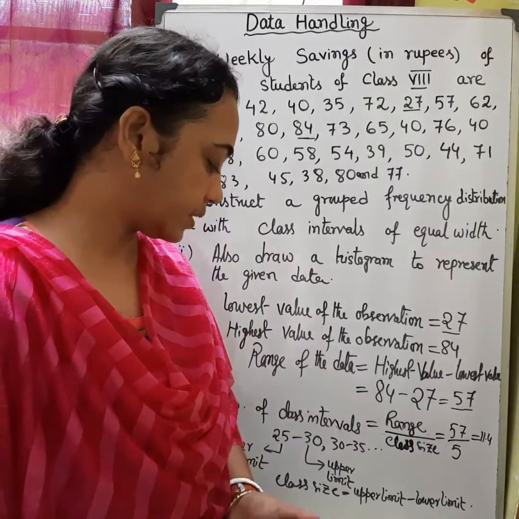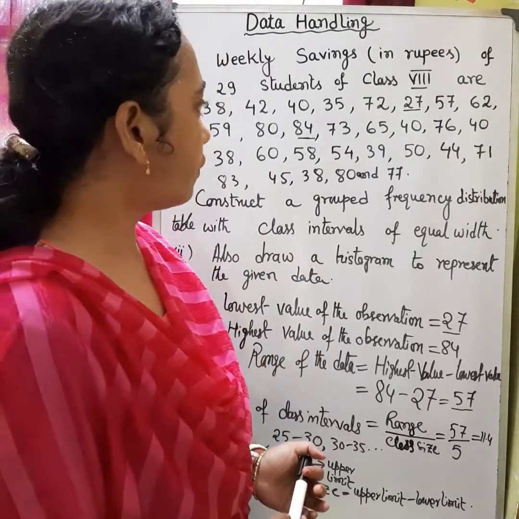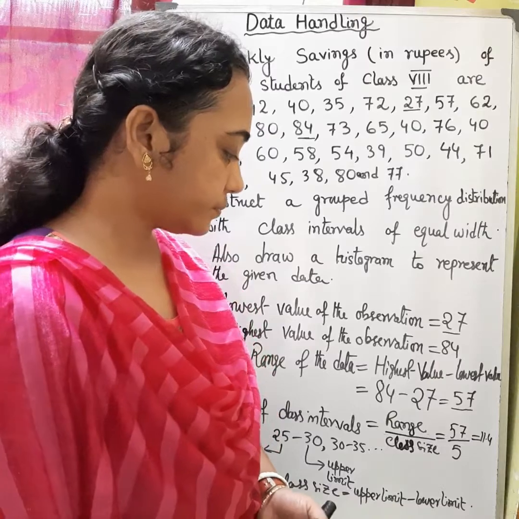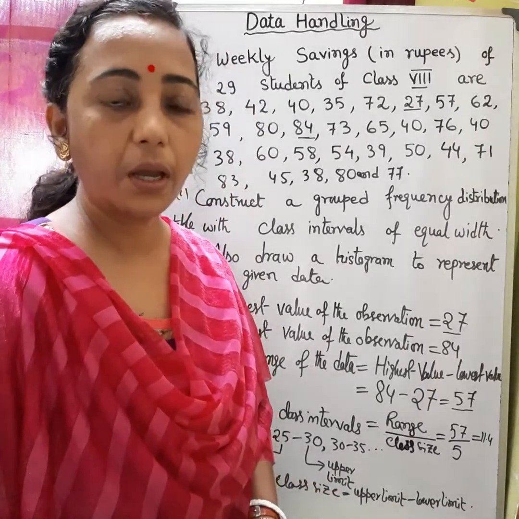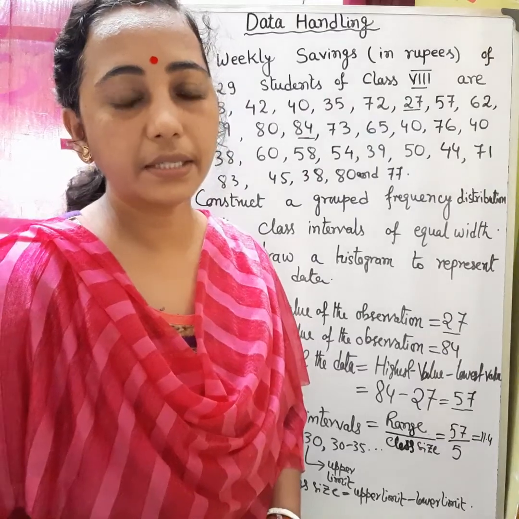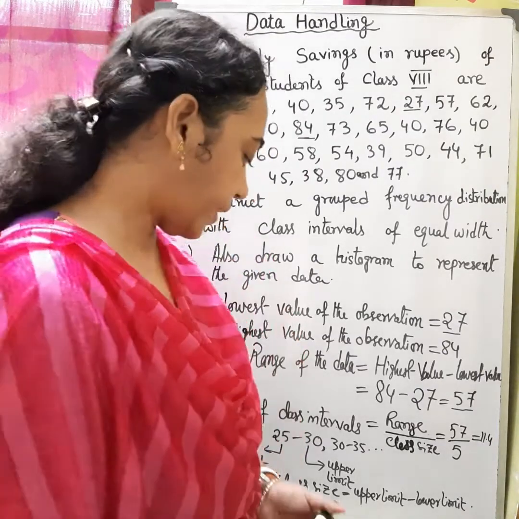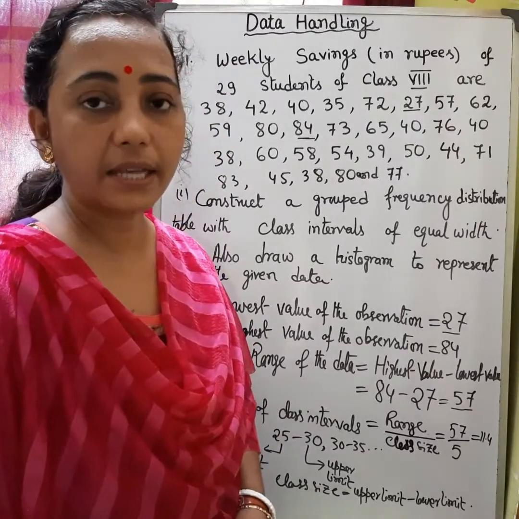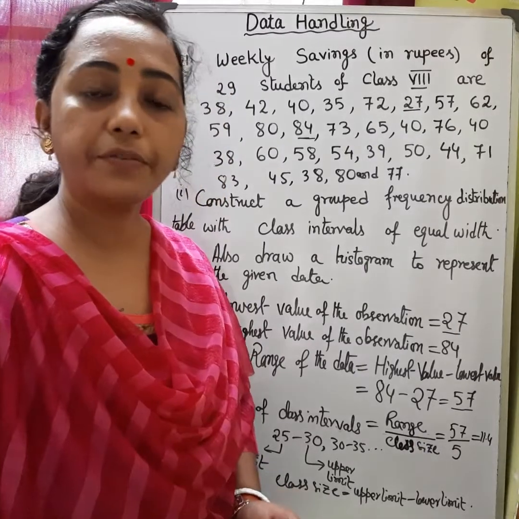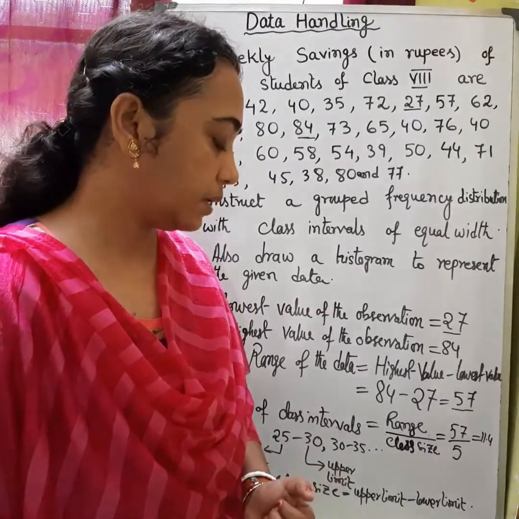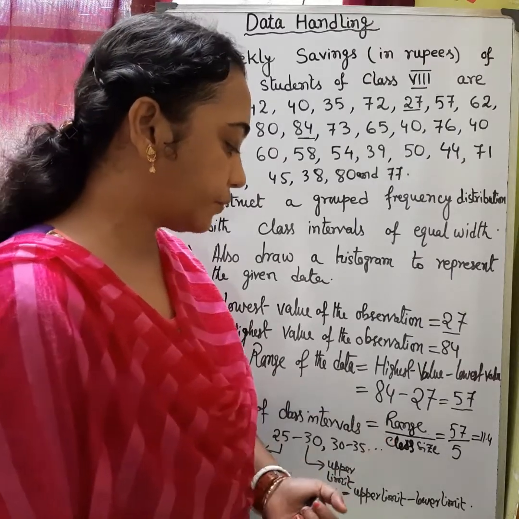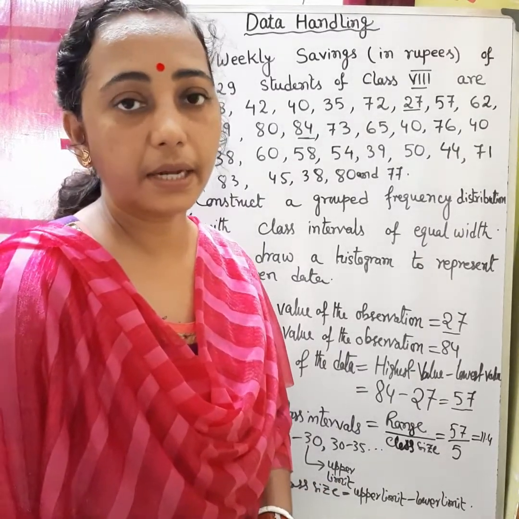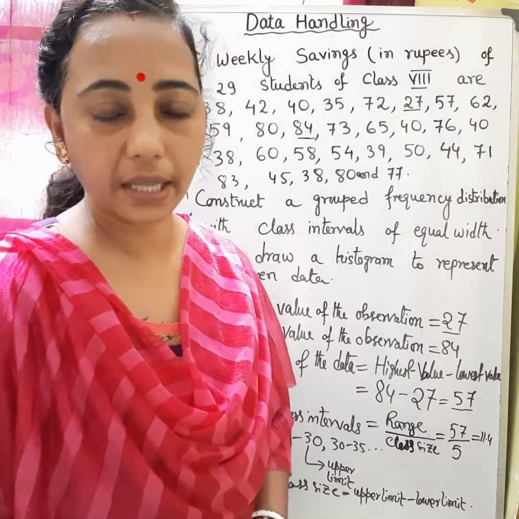So approximately we consider 12 class intervals to cover all the given data, if we consider the class size 5. But alternatively we can also consider the class intervals as 25 to 35, 35 to 45. In that case the class size will be 10 because the difference between 25 and 35 is 10. So in that case, if we divide 57 by 10, we get 5.7, which we can approximately consider as 6. So in that case we will get 6 class intervals.